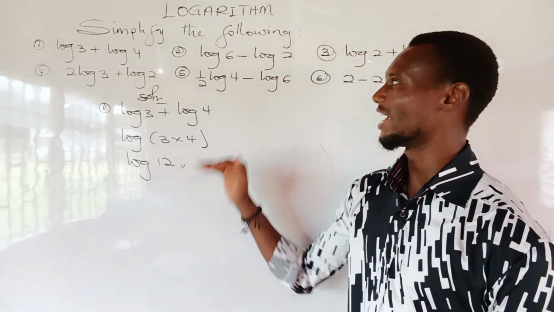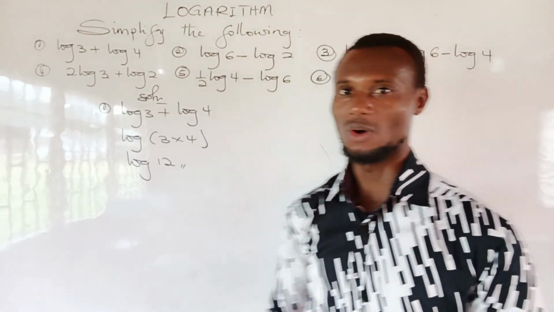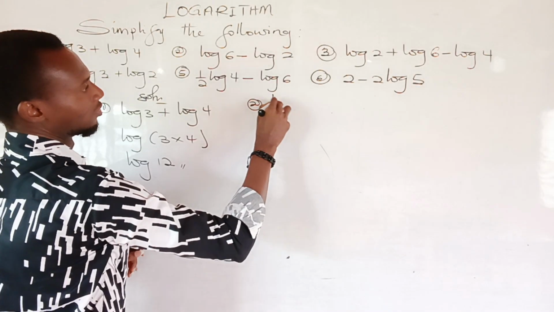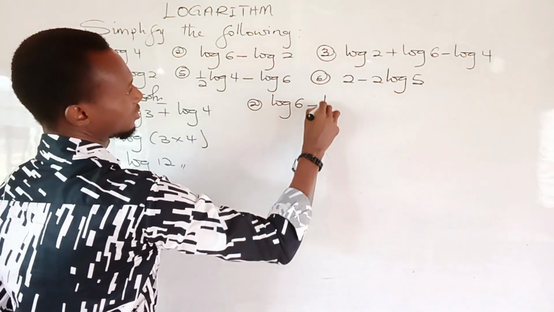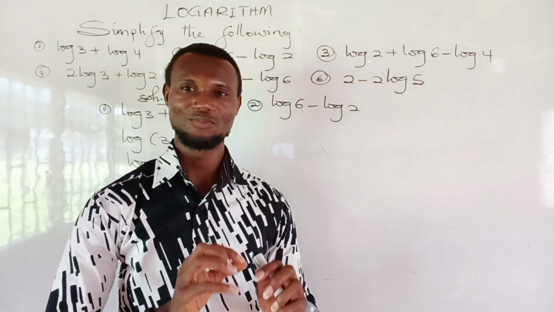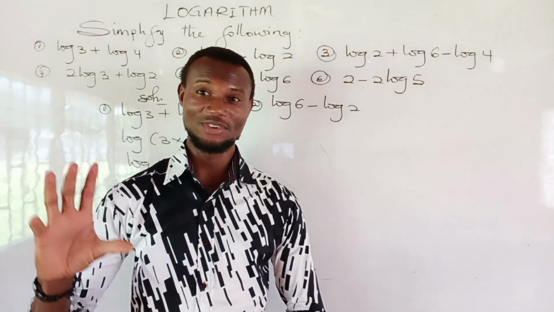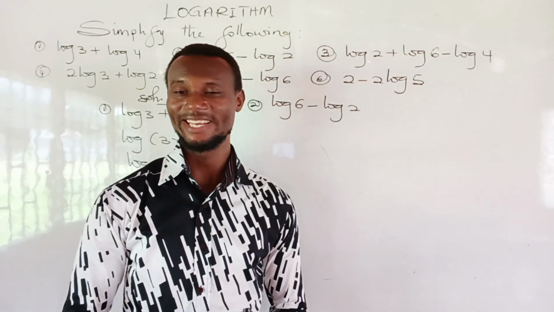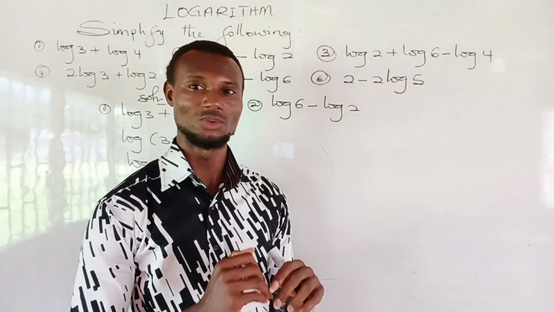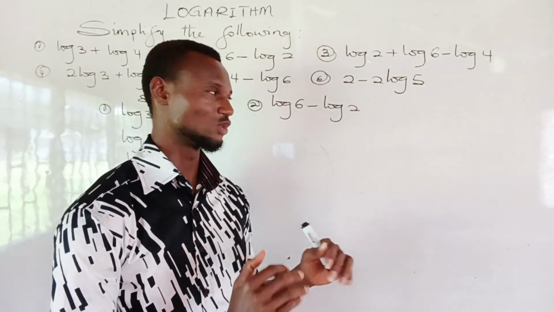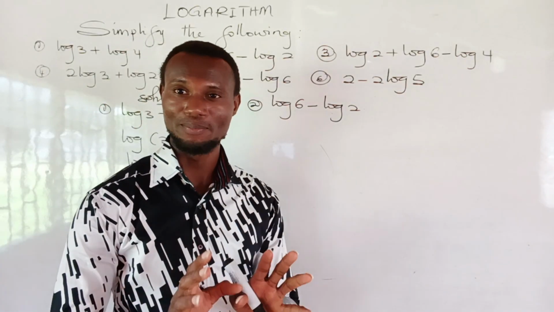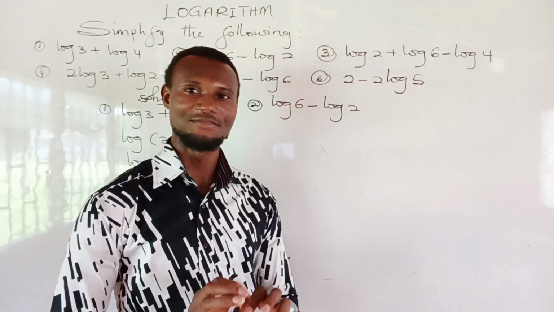So let's proceed and do example 2 as well. Example 2, I have log 6 minus log 2. We've learned about the quotient rule in the previous video. We've explained it in detail, and also we've proved the quotient rule. So we are going to apply that law to be able to solve this question. Now let me just do a quick recap on it for the sake of those who don't have any knowledge of it.